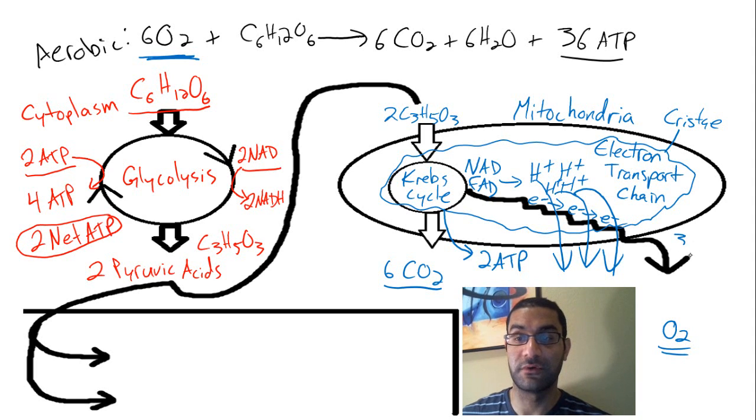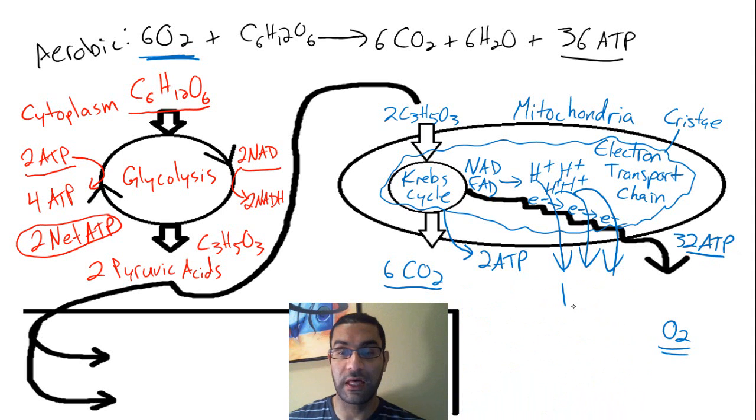So this step alone creates 32 ATP molecules, which is amazing considering all the other ones are pretty much just making 2. So 32 ATP molecules get made here. And you end up with a whole lot of hydrogen ions out here in the cytoplasm.